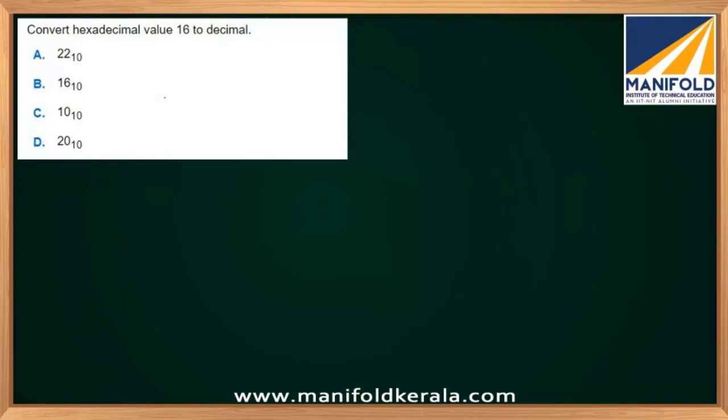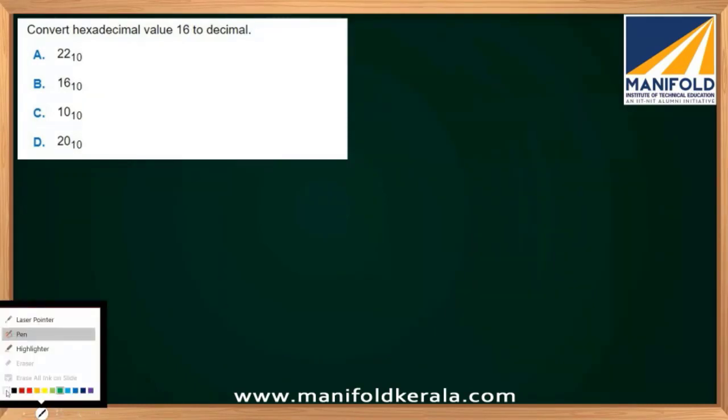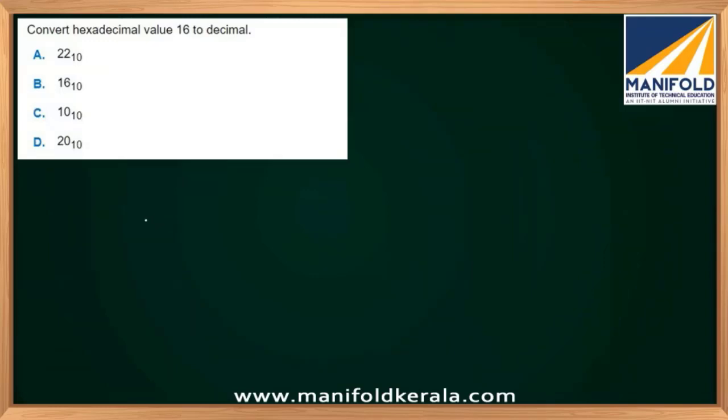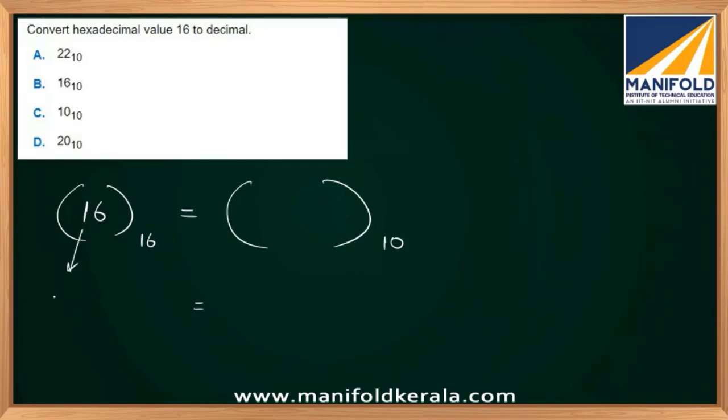Can you tell me the answer to this one? Suppose we have discussed a lot of things. Convert hexadecimal value 16 to decimal. So we have a number 16 which is in the hexadecimal system, and I want to convert it into decimal. How will you convert it? Please understand the position of each digit. This is 16 raised to 1, and this is 16 raised to 0. The symbol here is 1.